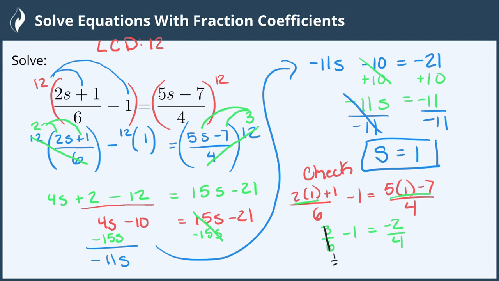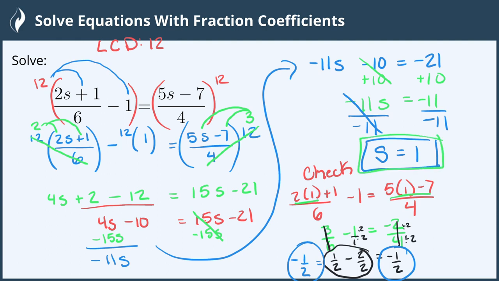3/6 is 1/2, and 1 can be put over a 1 and multiply top and bottom by 2, so minus 2 halves. And negative 2/4 simplifies by dividing both by 2, which gives us negative 1/2. And then we have 1/2 minus 2 halves, or 1 minus 2, which is negative 1/2, which equals negative 1/2. So our answer of s equals 1 is correct, and we're all done.